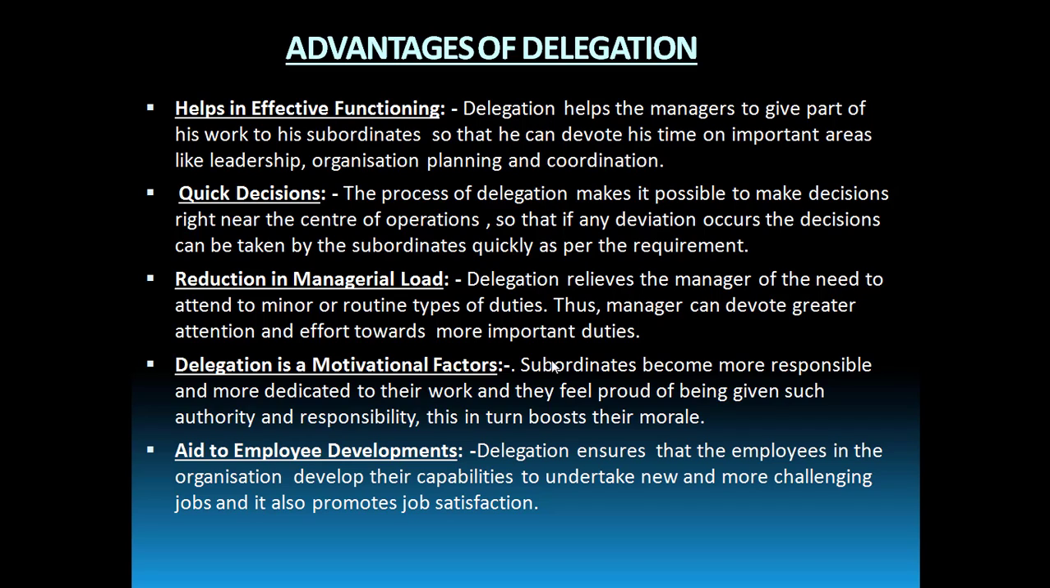Right near the center of operation means when the subordinate is being assigned a job, the subordinate is doing the job, but the subordinate also has the authority, that is the power to take decisions. So when he is doing a job and he sees some deviation has occurred, he has got the power to take decisions. Right? So that is what it says, right near the center of operation. When a subordinate is performing the job, he then and there can take the decisions because he has got the authority. He doesn't have to go back to his manager always and take permission from him to make decisions if any deviation occurs. So that is why quick decision is helpful in the process of delegation.